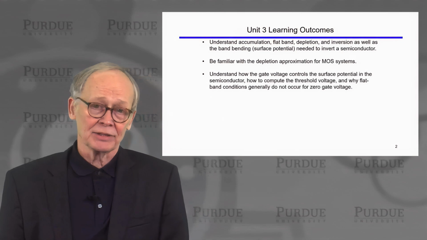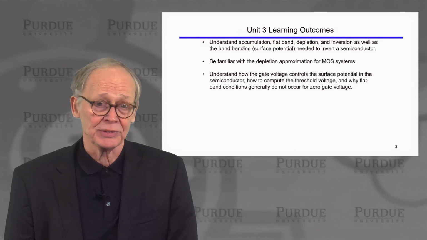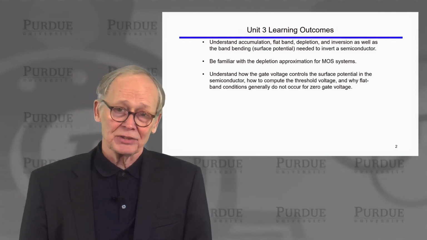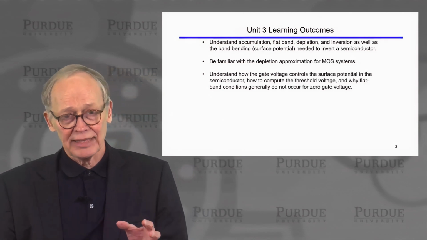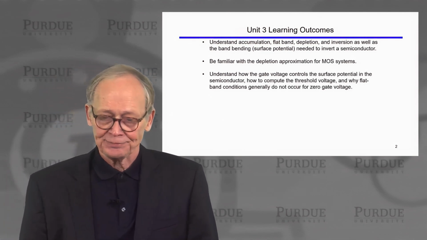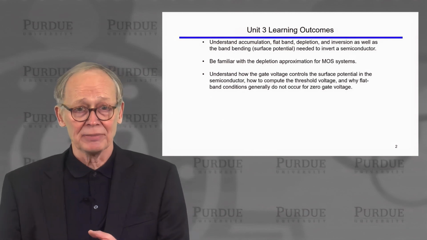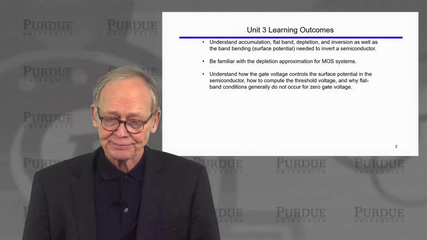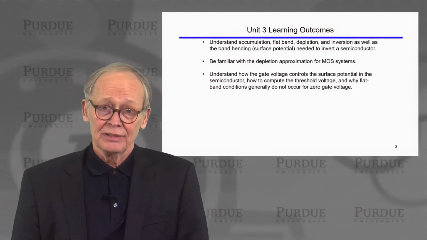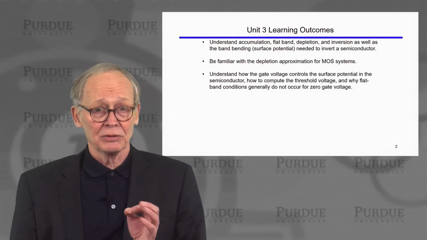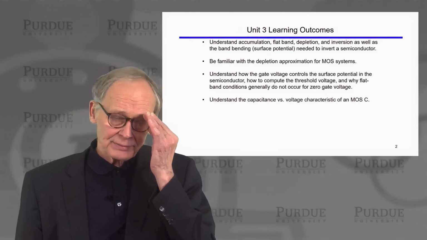Now, everything in the semiconductor depends on the band bending in the semiconductor and can be related to the surface potential. But the surface potential is controlled by the gate voltage. So we talked about how the gate voltage controls the surface potential. We talked about how to compute the gate voltage that gives us 2 psi B of band bending. That's the threshold voltage. We also talked about why flat band conditions generally don't occur when you apply 0 volts to the gate. That's because of a metal semiconductor work function difference.